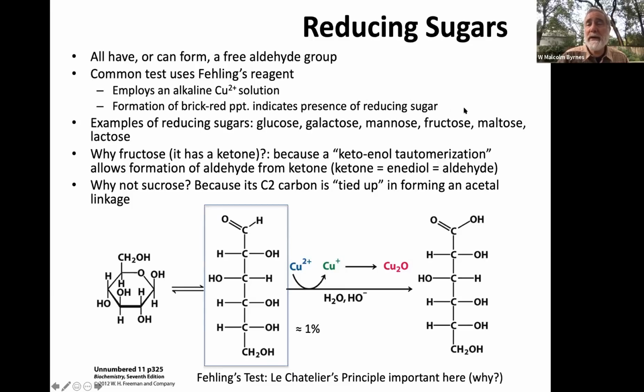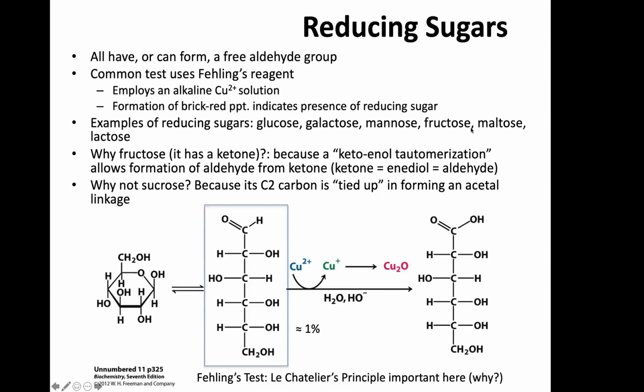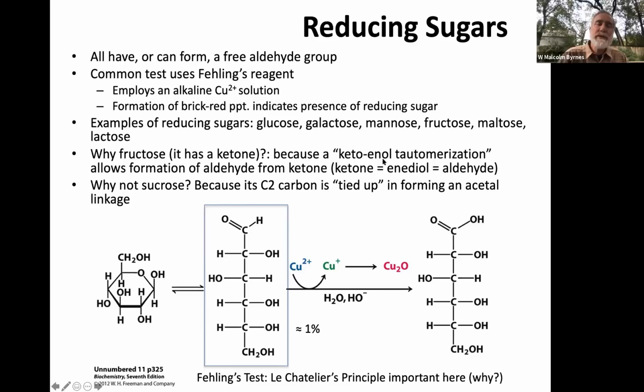I know somebody knows. Can you repeat the question? If the open chain form, which has the free aldehyde group, comprises only 1% of the equilibrium mixture, right? The other 66% alpha, 33% beta, they don't have a free aldehyde, only the open chain form does. Why do you nonetheless get a very strong result with lots of brick red precipitate?